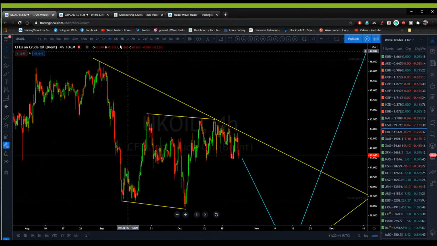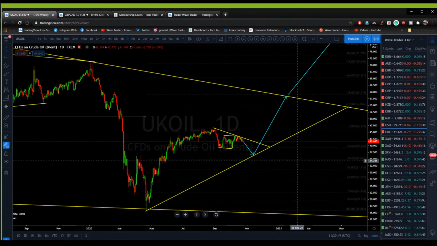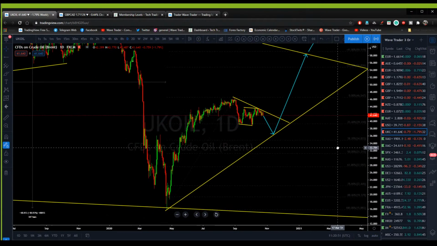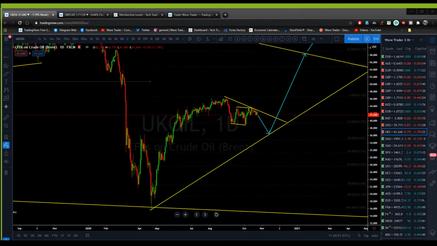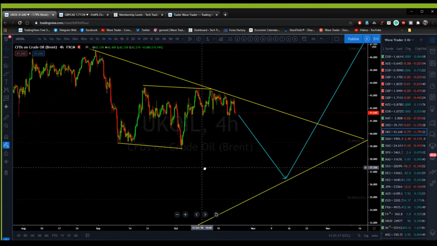What is the pattern? Same analysis on the UK oil, a bigger correction. So OPEC countries are still struggling with the supply. More supply is there, and there's not enough demand, which is just pushing the prices lower. Then that trade, and then continue to go higher. So the 4-hour time frame to drag lower, ABC move.